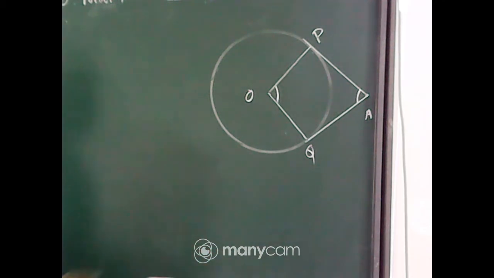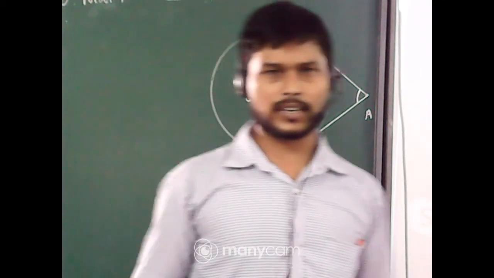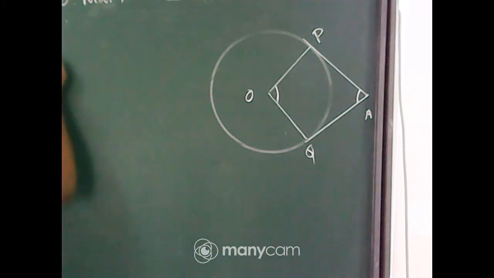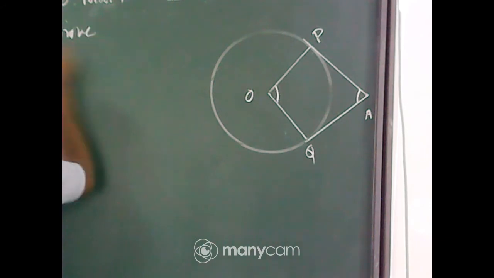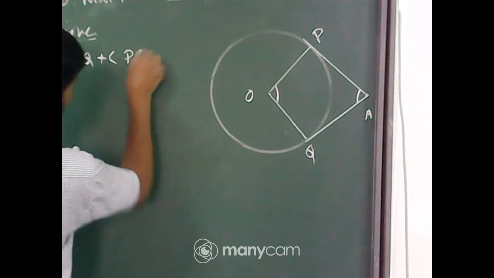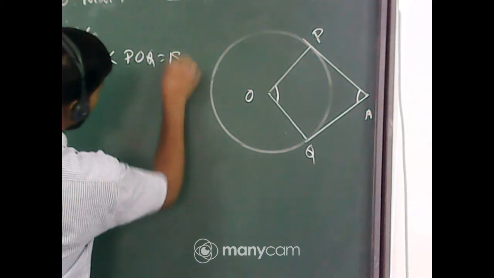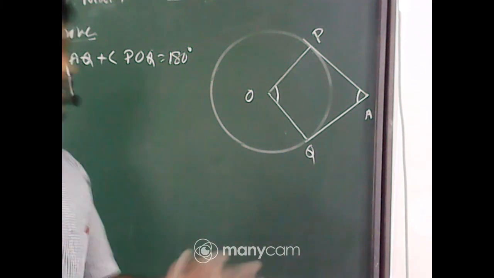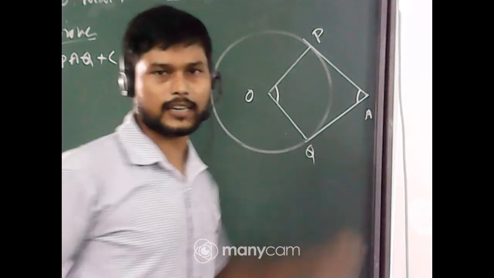Supplementary means two angles are said to be supplementary if their sum is equal to 180 degrees. You know the theorem. So actually what to prove? We have to prove that angle PAQ plus angle POQ is equal to 180 degree, which means these two angles are supplementary angles to each other.